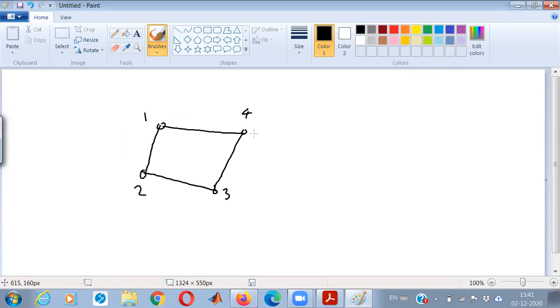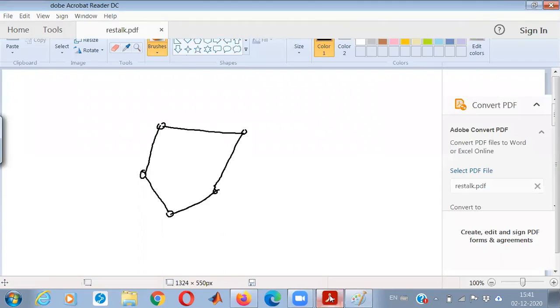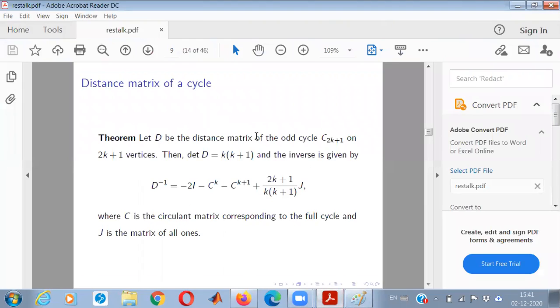But if you take a cycle with an odd number of vertices, for example a 5-cycle, then the distance matrix is non-singular. And there is an exact formula, and the formula is the following. Let D be the distance matrix of an odd cycle on 2k plus 1 vertices. Then the determinant is very simple. It is just k into k plus 1. And the inverse is given by this formula.